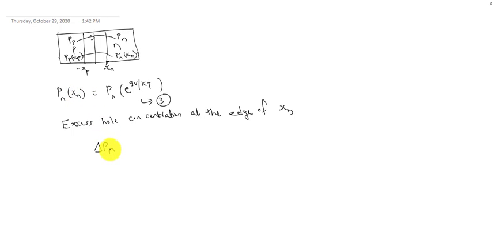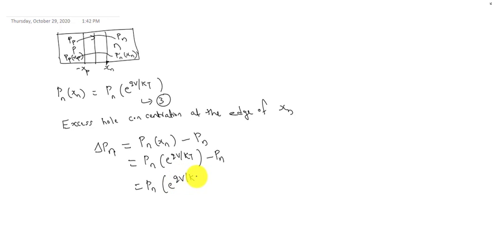So that excess hole concentration we have to find out. That value is represented by delta Pn. Delta Pn is equal to Pn of Xn minus Pn, the bias value minus the equilibrium value. We will get the excess hole concentration at the edge of the n side. So this is equal to Pn into e raised to Qv by Kt minus Pn, and this is equal to Pn into e raised to Qv by Kt minus 1.